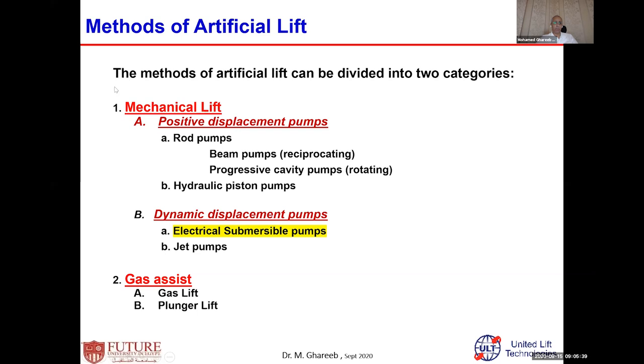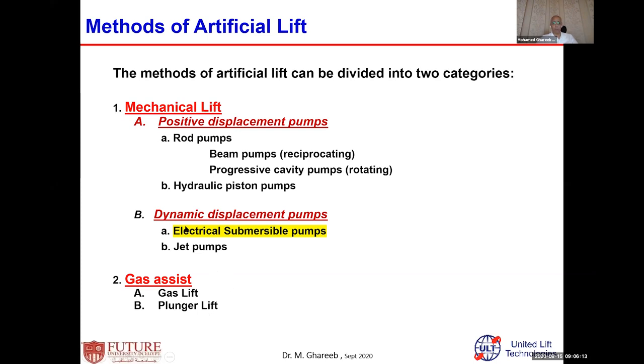Mainly we said artificial lift is either mechanical or gas assist. For the mechanical artificial lift system, we said we have two categories: either positive displacement, like the rod lift system, progressive cavity system, or hydraulic piston pumping system, or dynamic displacement. Mainly we have two main dynamic displacement systems, the electric submersible pumping system and the jet pumping system, plus the gas assist, gas lift, plunger lift, foam, and so on.